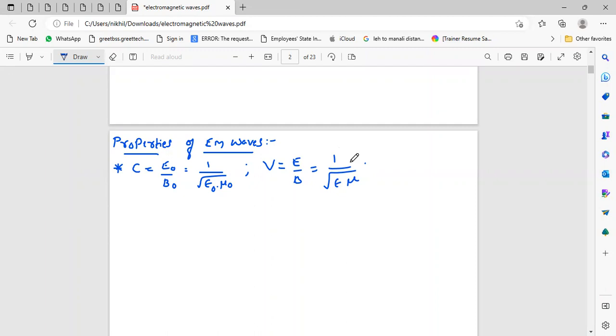So please remember the speed of the electromagnetic wave. What is the formula for the speed of electromagnetic wave? C equals E naught by B naught, or 1 divided by root epsilon naught mu naught, or in a medium other than vacuum, V is equal to E by B, which can also be taken as 1 divided by root epsilon into mu.